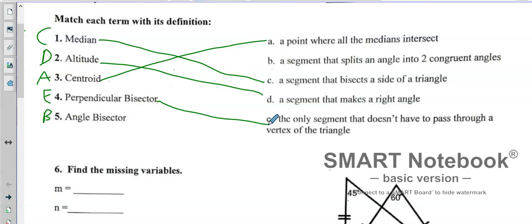So if you look at angle bisector, also is a segment that splits an angle into two congruent angles. But these come from a vertex. So just remember that. But perpendicular bisector can, but does not have to come from a vertex. So in other words, real quickly, if I had an equilateral triangle, that could be a perpendicular bisector. But I could also have a perpendicular bisector like so. So it does not have to come from a vertex.